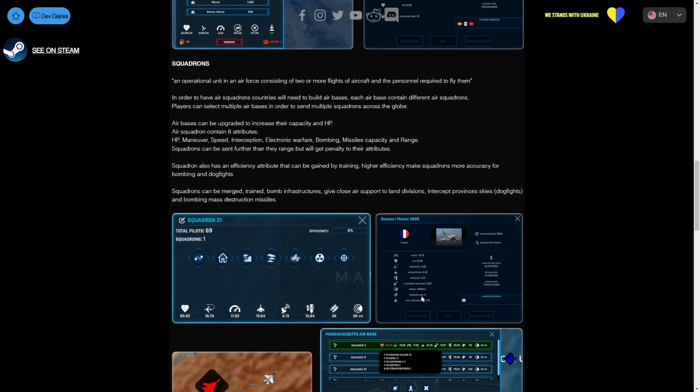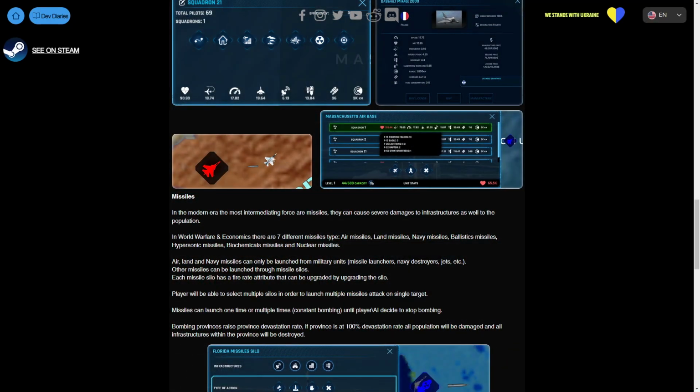So we see the fuel consumption, missile cap, total range of the aircraft, etc. And then we see what it looks like whenever they're on a fire mission. So we see this F-16 possibly is firing a missile toward an airbase. And then we see the Massachusetts airbase right here. So we see Squadron 1, 2, 21, etc.